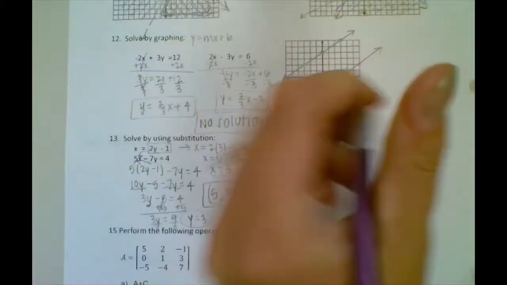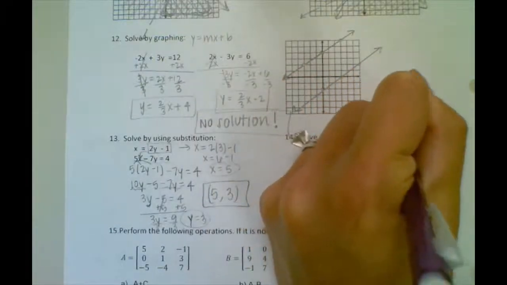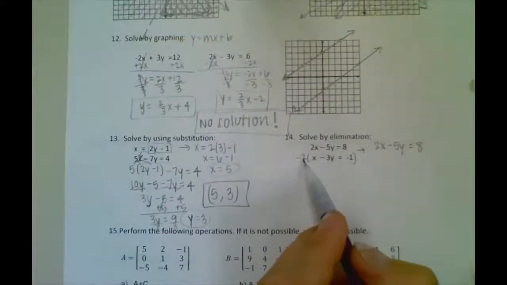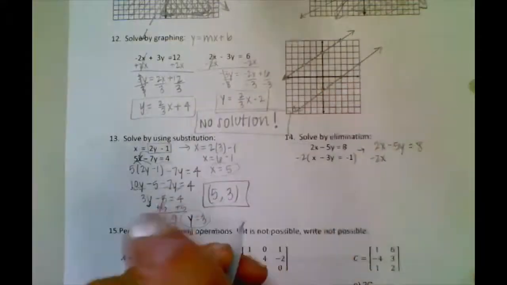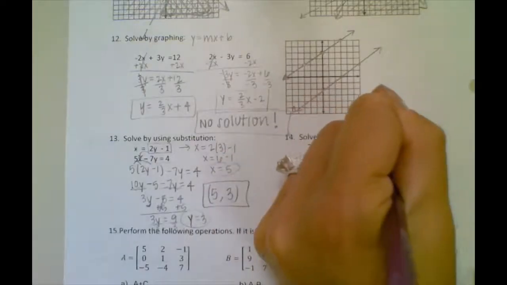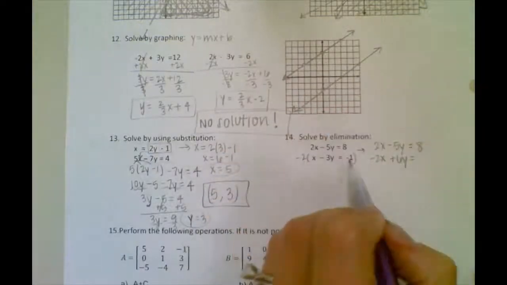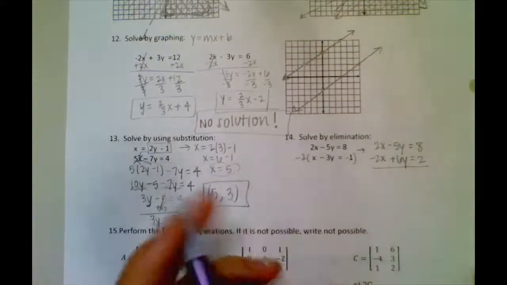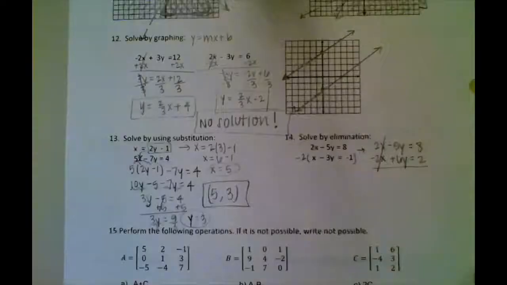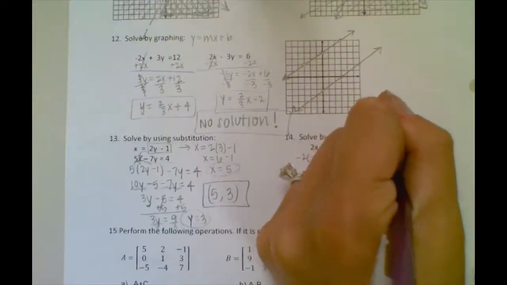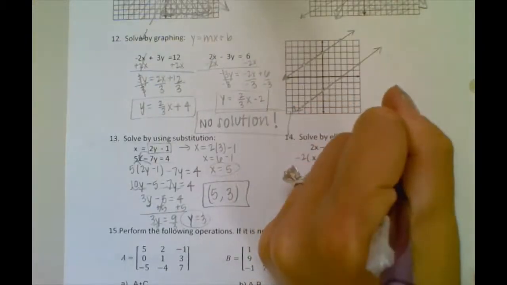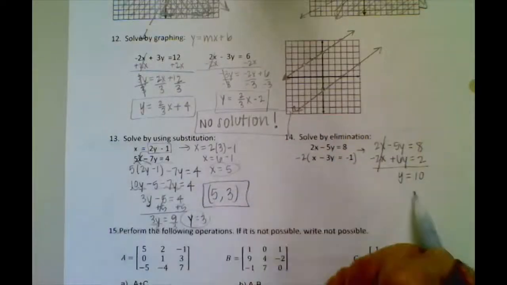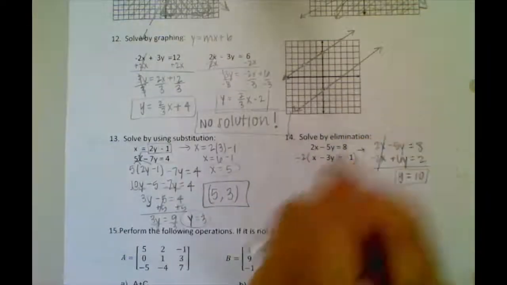So I'm going to rewrite these. And I'm going to multiply this equation by negative 2. So negative 2x plus 6y equals 2. Good. All right, so now 2x minus 2x is 0. Negative 5y plus 6y would be 1y equals 8 plus 2 is 10. Look, I already have y because there's just a 1 in front of there, so I'm done.